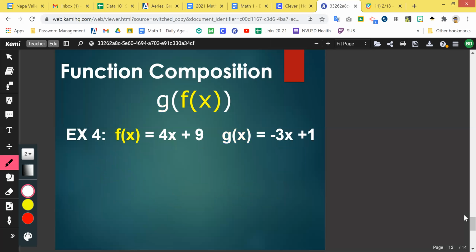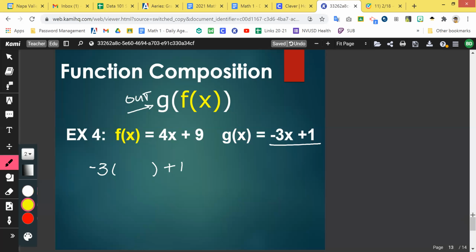So here, again, we're using the same functions, but we're switching g and f of x. So now our outside function is g. So that's the one I'm going to be writing down first. Okay, so this is what I'm writing down. I'm going to write down negative 3, instead of x, I'm leaving a space, plus 1.